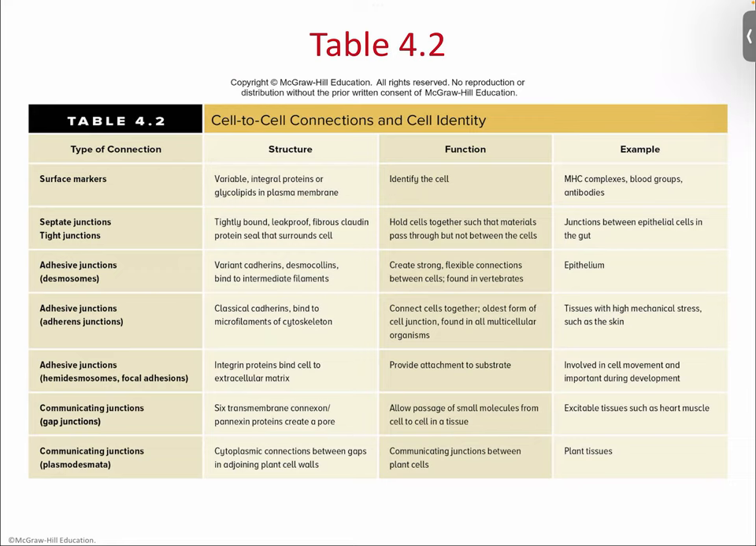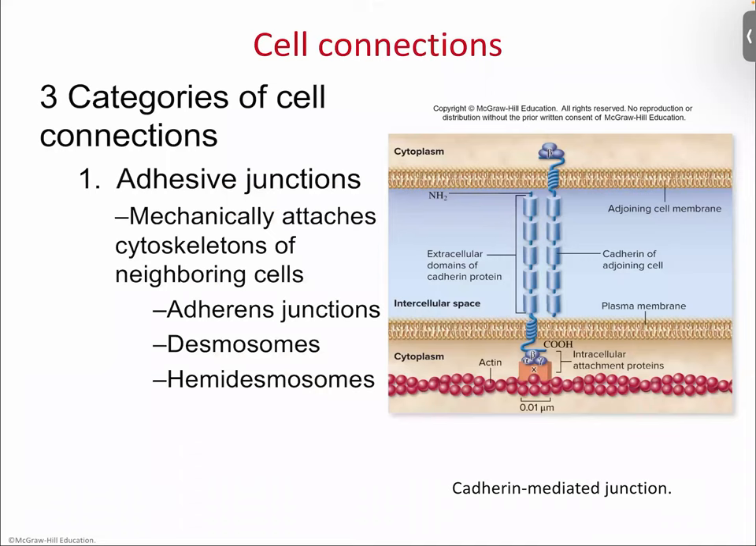So when you take a look then at cell-cell connections, once you actually find each other and you get to the place where you have to connect yourselves together, there's several different types of connections that you can make. You have what's called tight junctions, you have a series of adhesive junctions, and you have what's called communication junctions. So you have these three. Let's start off first of all with the adhesive junctions.